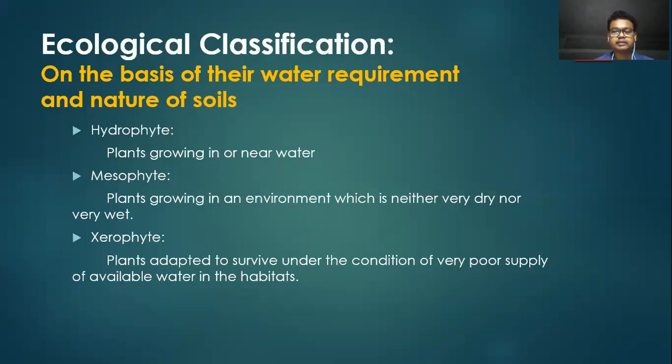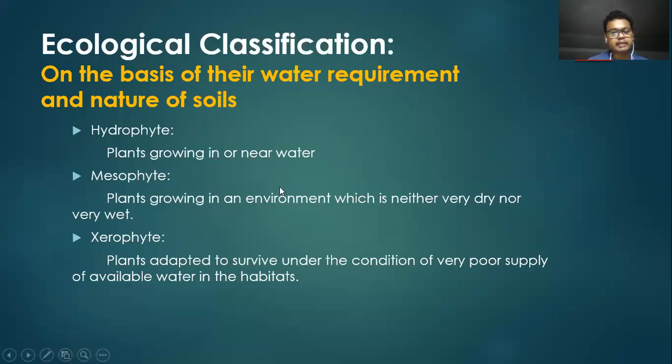We know that the extreme adverse condition which we can find in the xeric condition, and the plants which grow in the xeric condition, are known as xerophytes. Because of the xeric nature, they cannot avail water very easily. The water supply is very poor, and the availability of water in their habitat is very poor. That's why they are known as xerophytic plants.